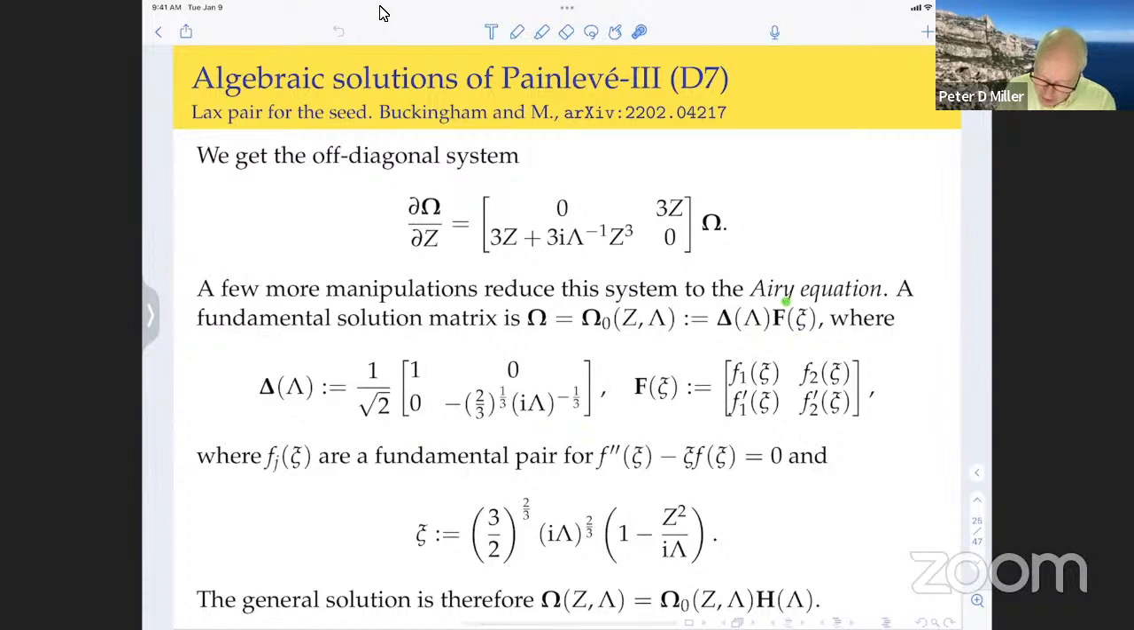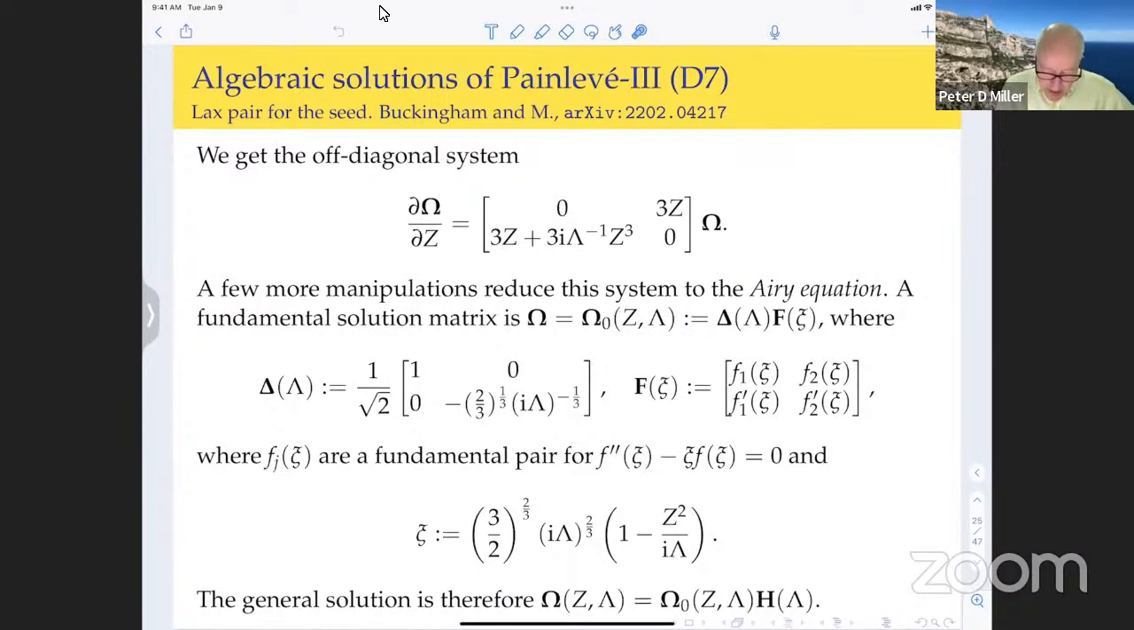And then there's f of xi. Here, xi is a combined variable that involves z squared and also lambda like this. And this f is just a fundamental matrix for Airy's differential equation in the variable xi. So f double prime minus xi f is equal to 0. So the general solution of this differential equation is this fundamental matrix multiplied on the right by something that only depends on lambda. We'll call that h of lambda.